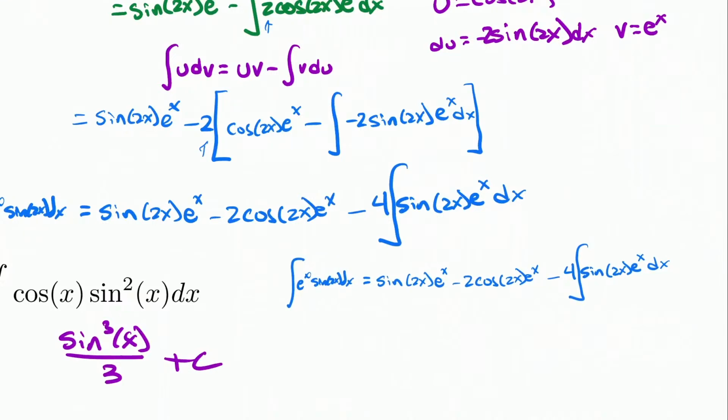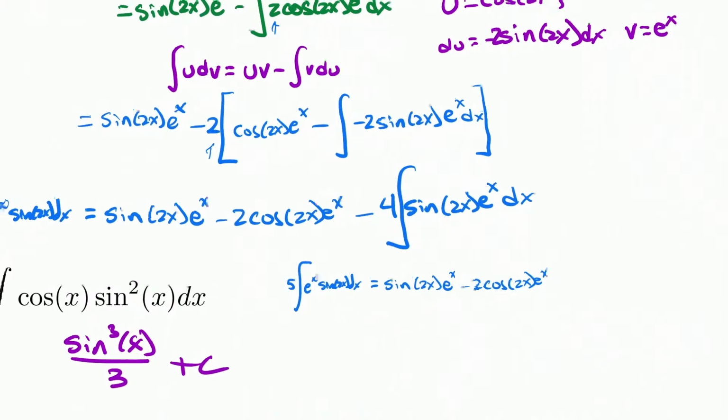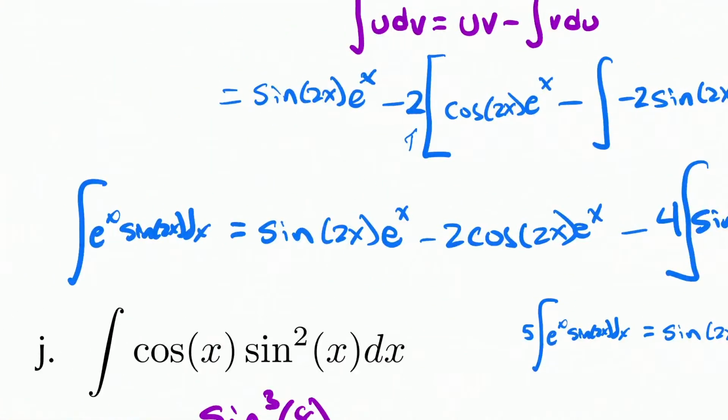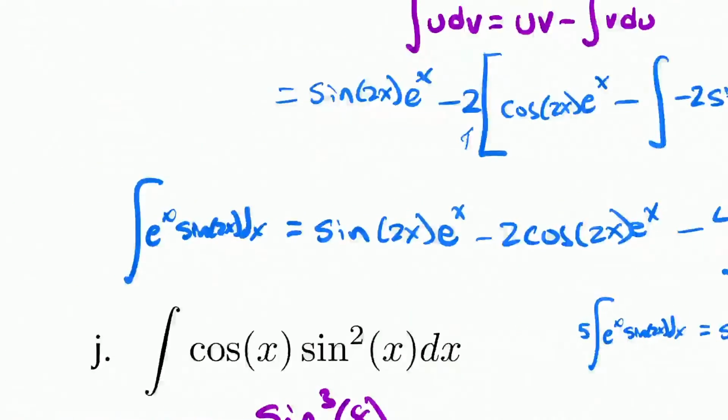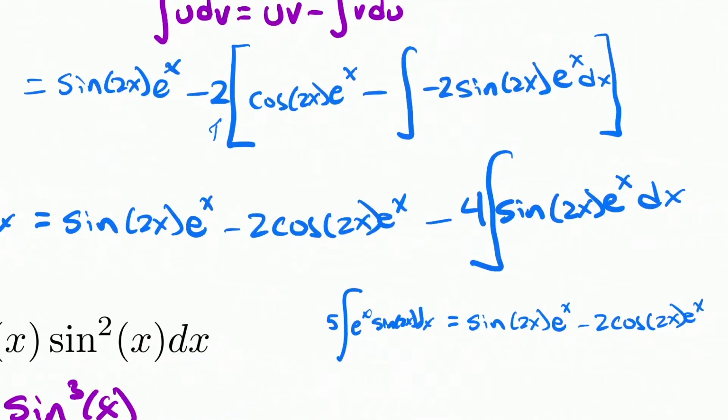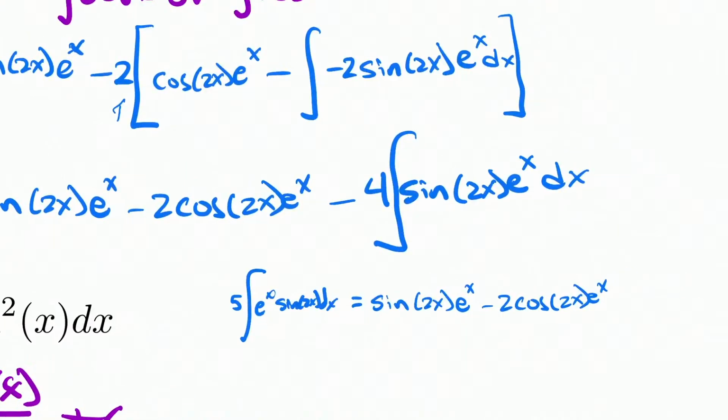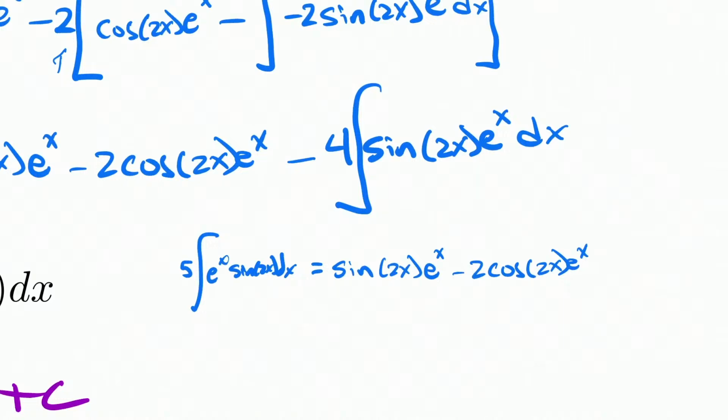Okay, so these 4, I'm going to just delete them. And I'm going to put a 5 out here. So over there, you have 4 of these integrals on the right, 1 of them on the left. I'm going to move the 4 over to the left, and you end up with 5 of them on the left. And so that's why the final answer, just divide everything by 5, and you get the answer.